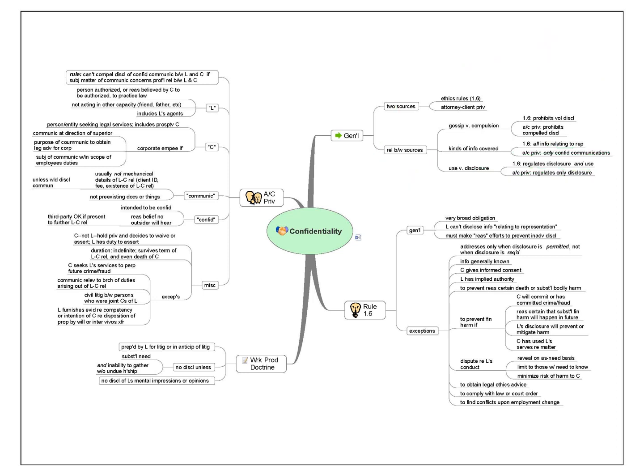All right, well, let's deal first with Rule 1.6. Rule 1.6, again, very broad obligation, and the rule says that a lawyer can't disclose information relating to the representation. Very broad. A lawyer also must make reasonable efforts to prevent inadvertent disclosures. That's a relatively recent amendment that was added in 2015. Exceptions.